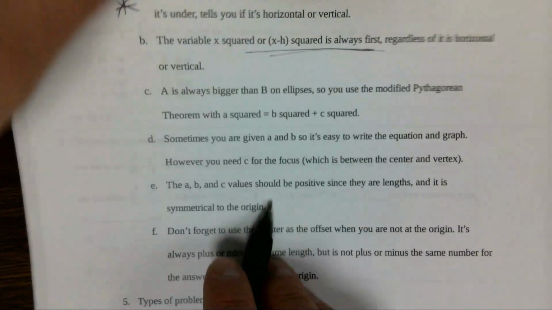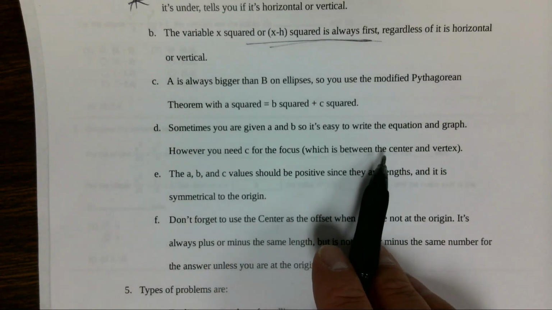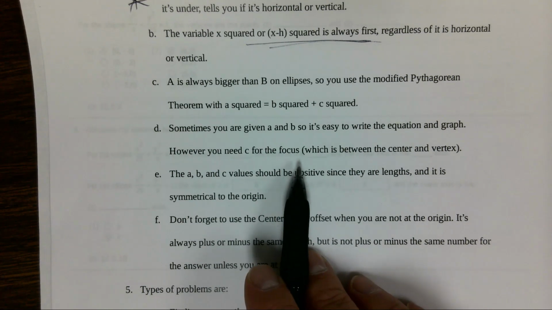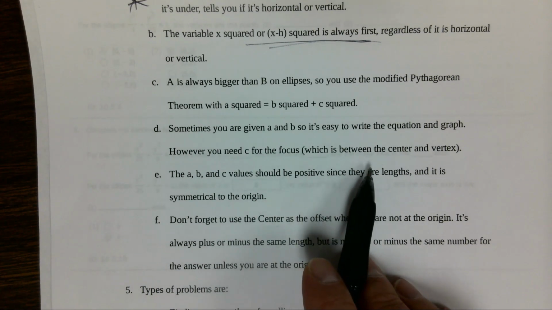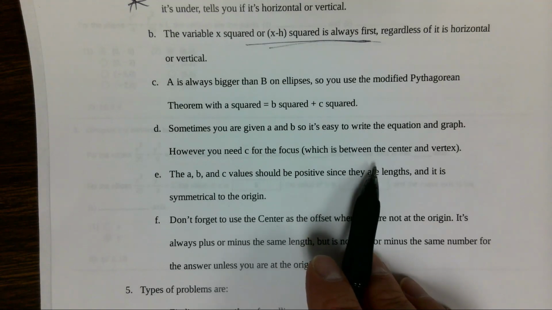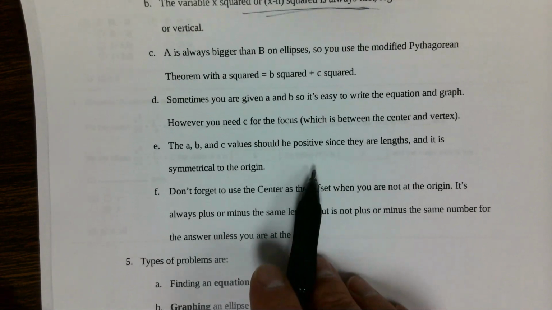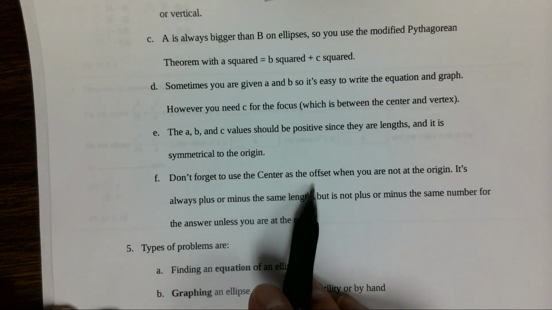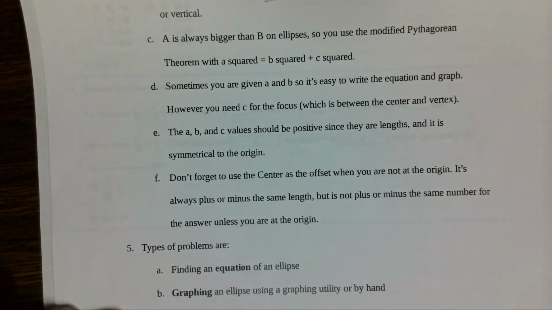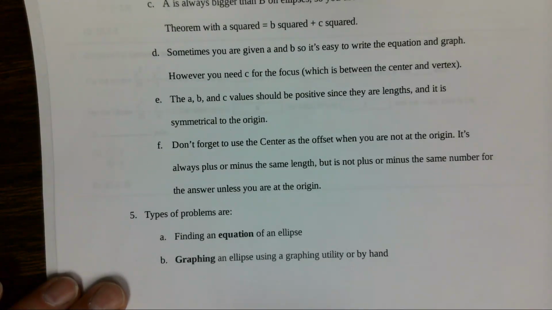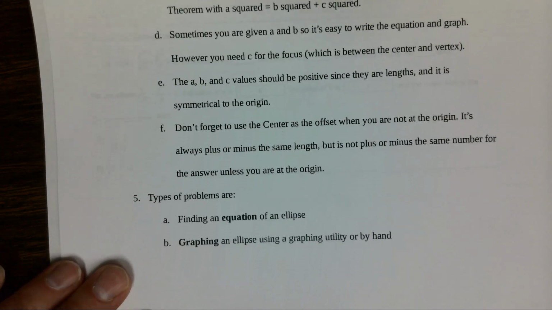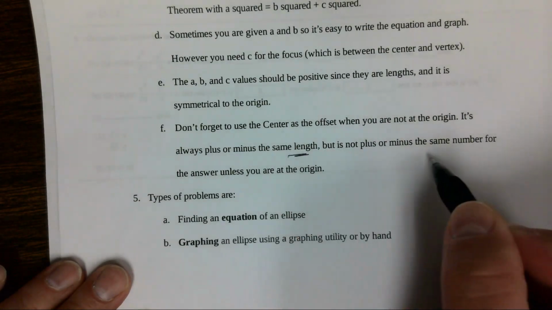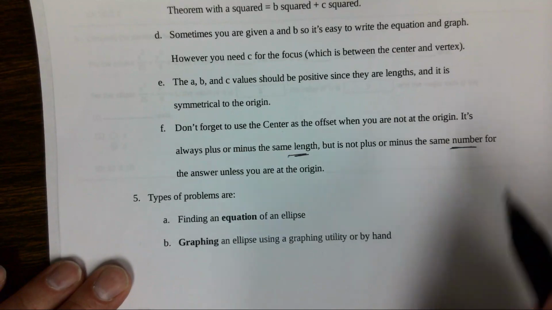Sometimes you're given A and B, and so it's easy to write the equation and graph. However, you need C for the focus, which is in between the center and the vertex. So remember the vertices are on the outside. A, B, and C should be positive since they're lengths. Don't forget the center as the offset when you're not at the origin. It's always plus or minus the same length, not plus or minus the same number, unless you're at the origin. Length, not number.